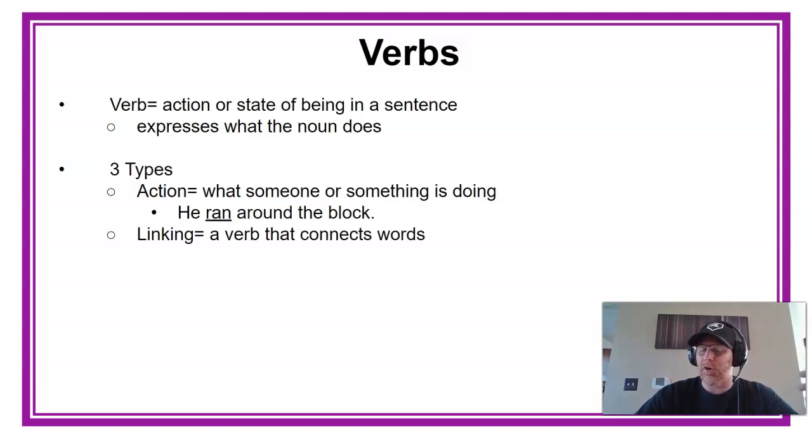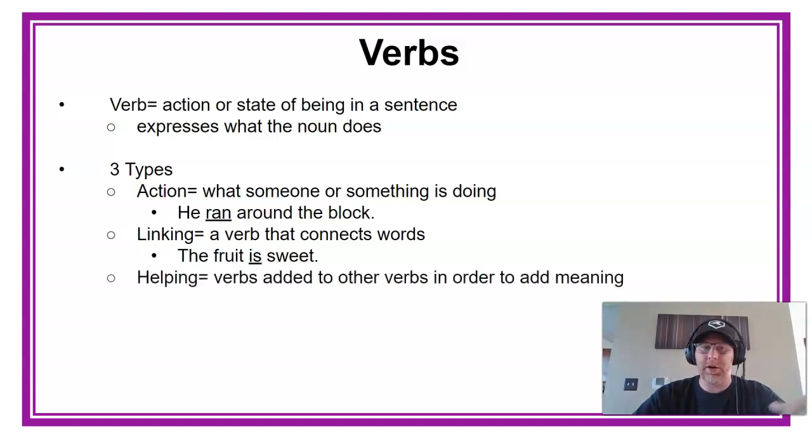Linking verbs are verbs or words that connect words together, okay? The fruit is sweet. You can't just say fruit sweet. Fruit sweet, fruit sweet. You're going to sound like a caveman. Okay, the fruit is sweet. You need that verb is to connect fruit and sweet.